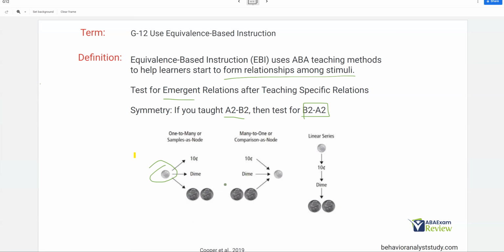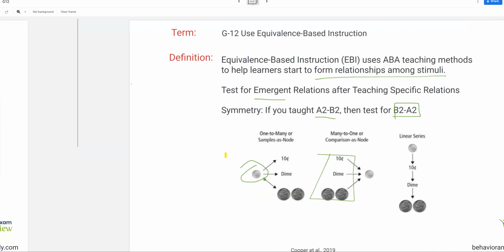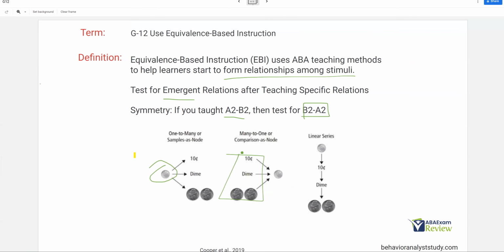Or you might have multiple, remember, we have our sample stimulus, and you have a single comparison. So you might have A1, B1, C1, however you want to write it out, right? But they all equal D1. And so if they all equal that, then 10 cents is going to eventually equal a dime. Pause there. Don't let that confuse you. That should make it simple.